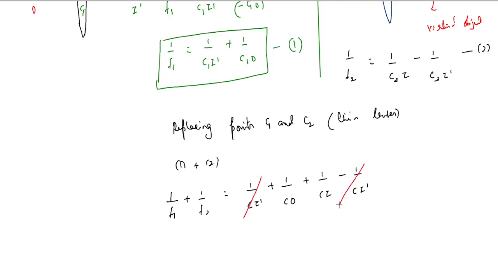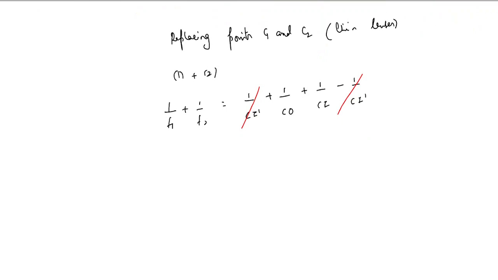This term and this get cancelled. Recall what was CO. CO was minus U. So what we get here is 1 by F1 plus 1 by F2 is equal to minus 1 by U plus 1 by V, because Ci is plus V. Therefore, this is equal to 1 by V minus 1 by U, where 1 by V would be this term and this will be 1 by U with a minus sign. We'll call this as 3.